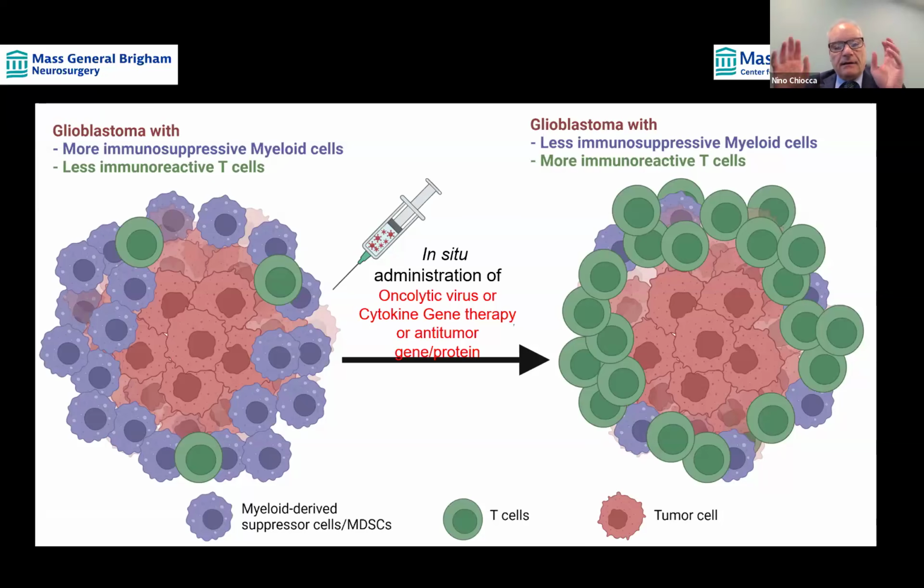If you have to get anything out of this talk, it's this one slide. What we're trying to do is change this profoundly immunosuppressive microenvironment of the glioblastoma, which is full of these immunosuppressive myeloid cells with very few anti-tumor T cells. And by in situ intralesional administration of either an oncolytic virus or cytokine gene therapies or some type of anti-tumor gene protein, change that microenvironment into one that's much more propitious for immunoreactive T cells to come in, reducing the effect of immunosuppressive myeloid cells. So this is what we've been trying to do.